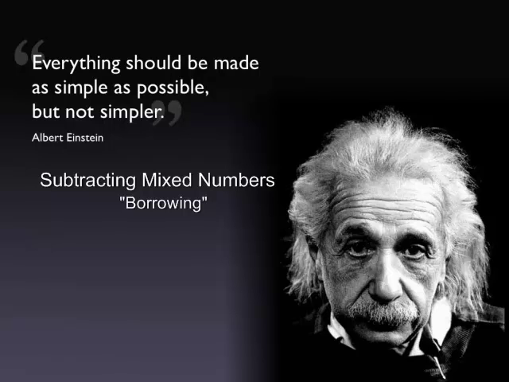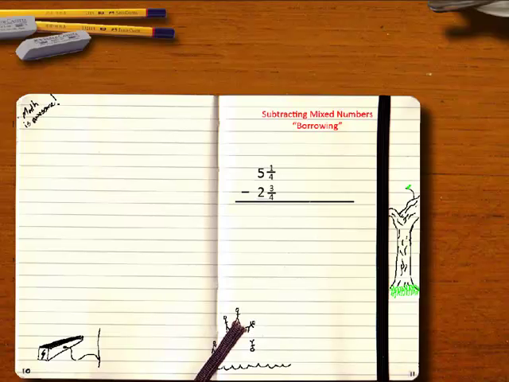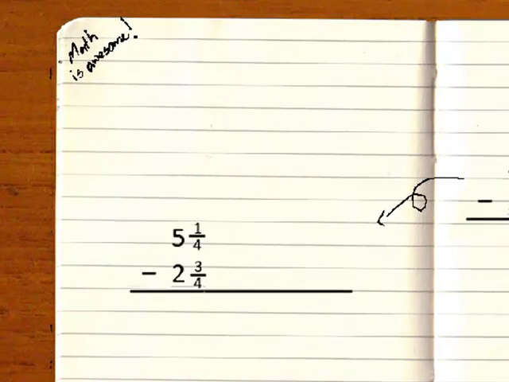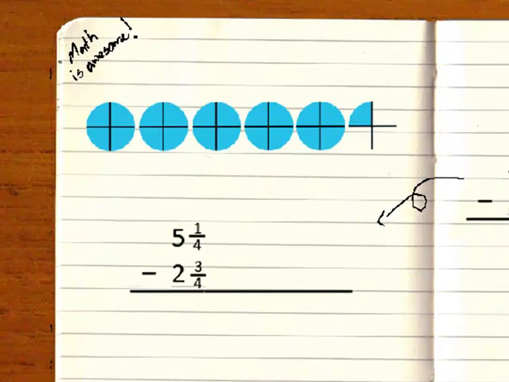This instructional video is going to cover subtracting mixed numbers, specifically when borrowing is involved. In our example, we're subtracting 2 3/4 from 5 1/4. The issue here is the fact that we can't take 3/4 out of 1/4. To attack this, we're gonna look at a visualization of 5 1/4.